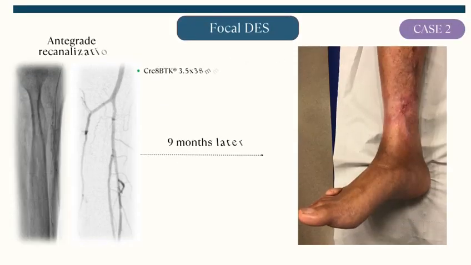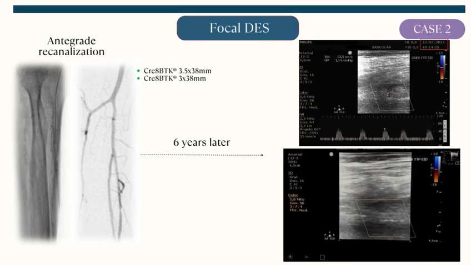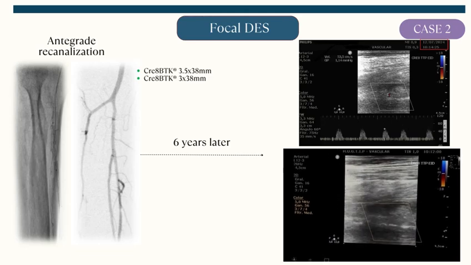The lesions were recanalized anterogradely, and 2 overlapping stents were implanted in the tibio-peroneal trunk and the proximal tibial segment. The following image shows the significant improvement the patient experienced after 9 months. We also observed the stent's patency 6 years after the intervention.